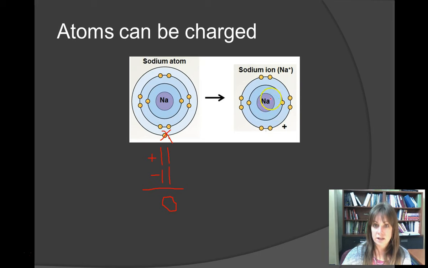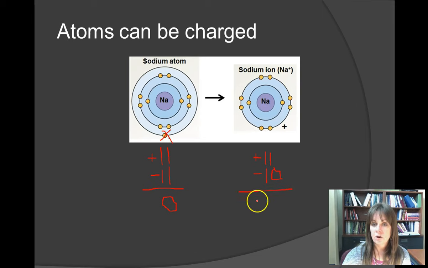And so we've changed things. So we haven't lost protons. Remember, it's still sodium. We only lose electrons, so we still have 11 positive charges. But now we've lost 1 electron, so we've got 1, 2, 3, 4, 5, 6, 7, 8, 9, 10 electrons. So we've only got 10 negative charges.